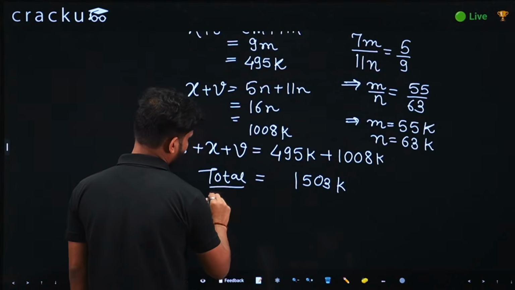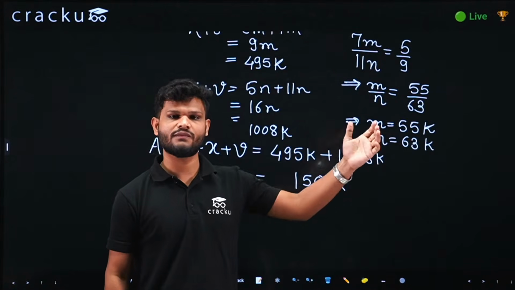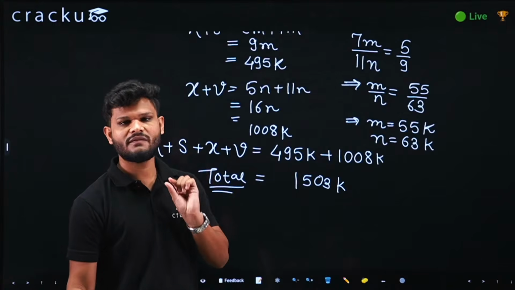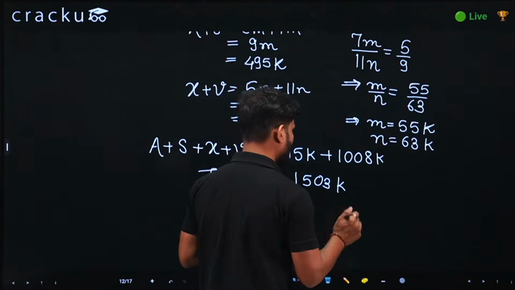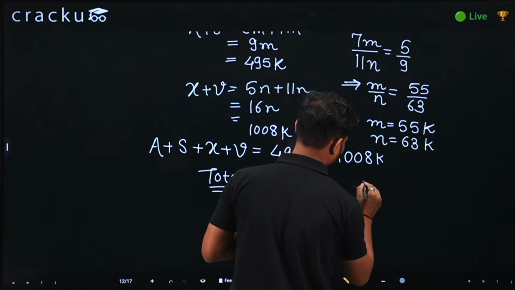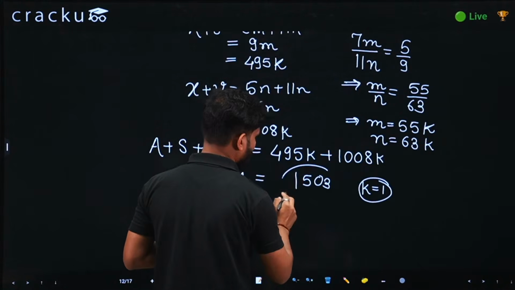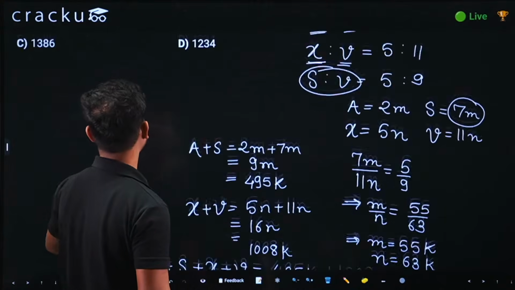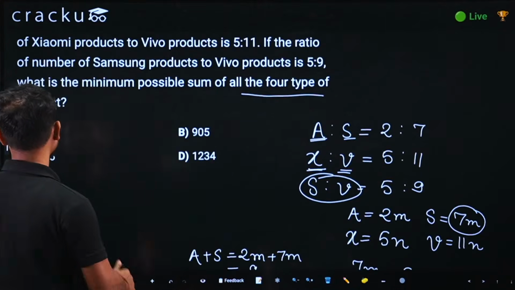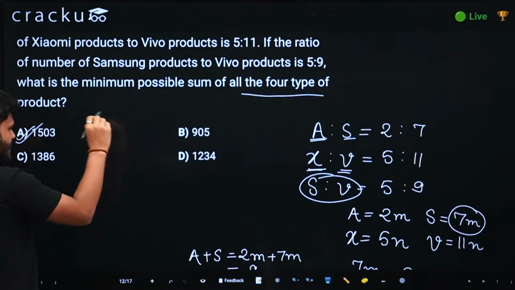So k can be 1, 2, 3, 4, 5. But you want the minimum value. So what can be the minimum value? The minimum value k can take is 1. So if k is 1, the total will become 1503, and this will be the minimum number. Hence option A will be the correct answer here.